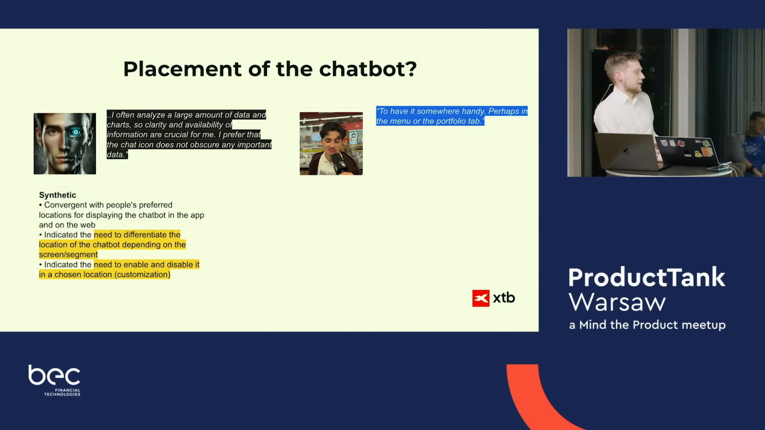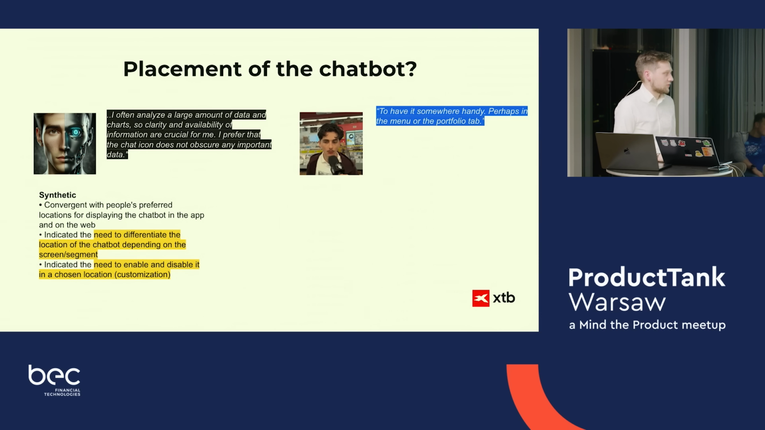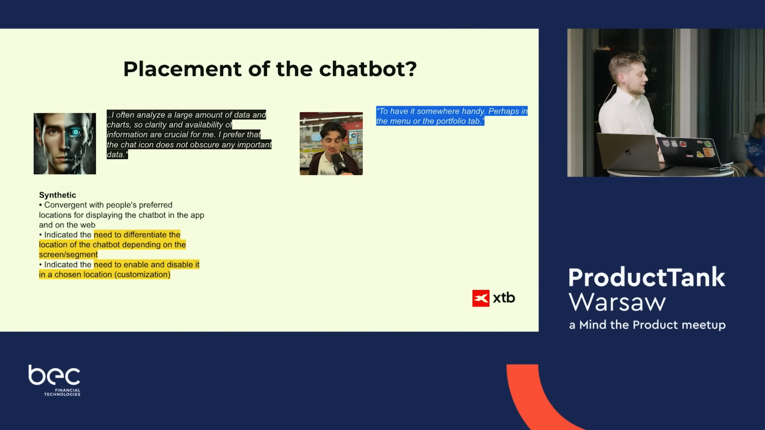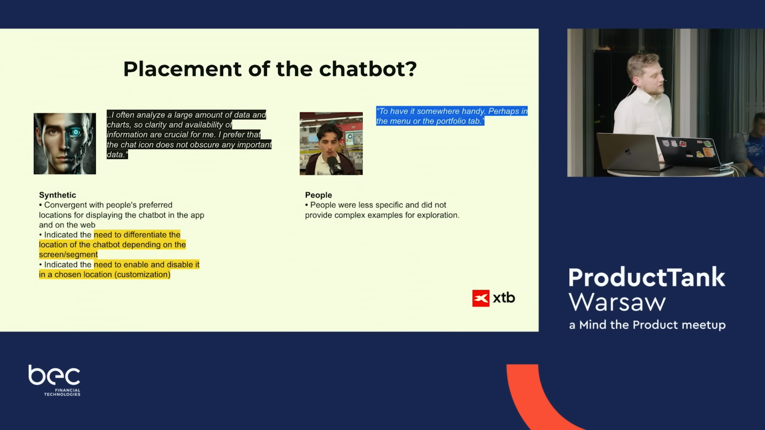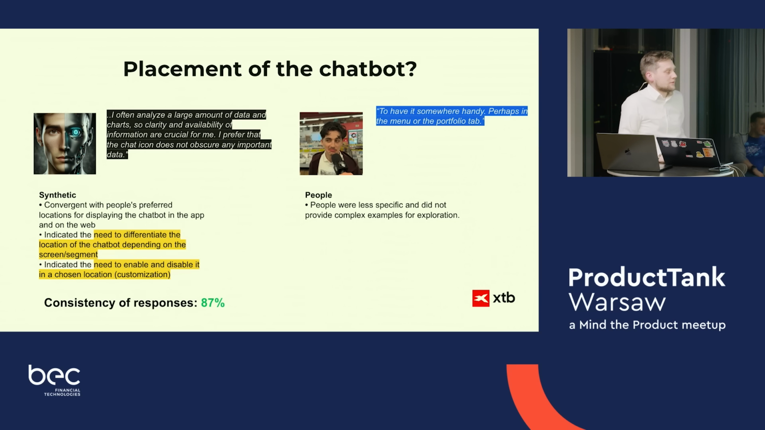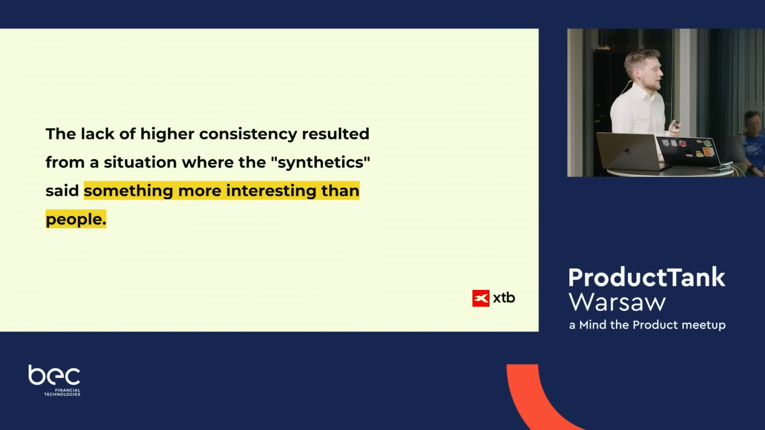So when you go deeper, the synthetic personas indicate the need to differentiate the location of the chatbot depending on the screen segment. So, for example, on the market screen, they don't want to see the chatbot icon, right? So they were able to choose the location and customize it through their needs. And people, they don't care, basically. And in that case, consistency of response was 87%. But the lack of higher consistency resulted from a situation where the synthetic personas said something more interesting than people.